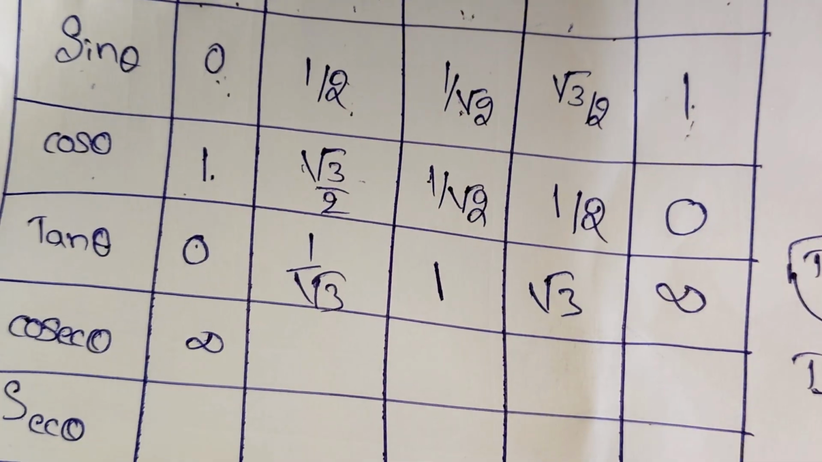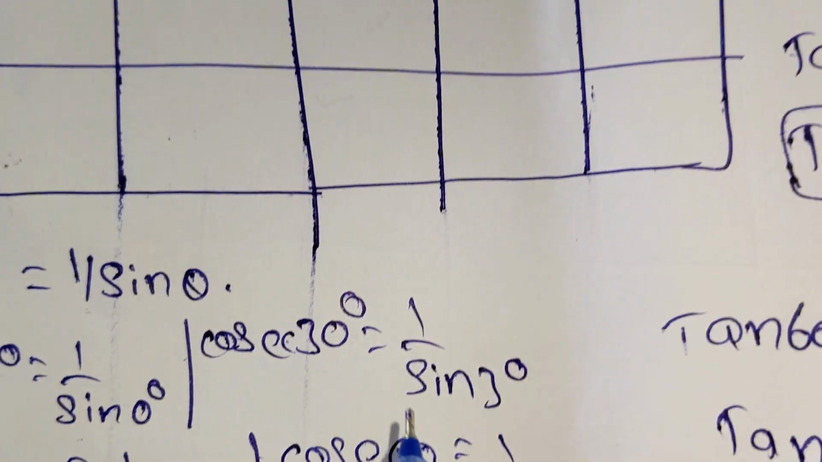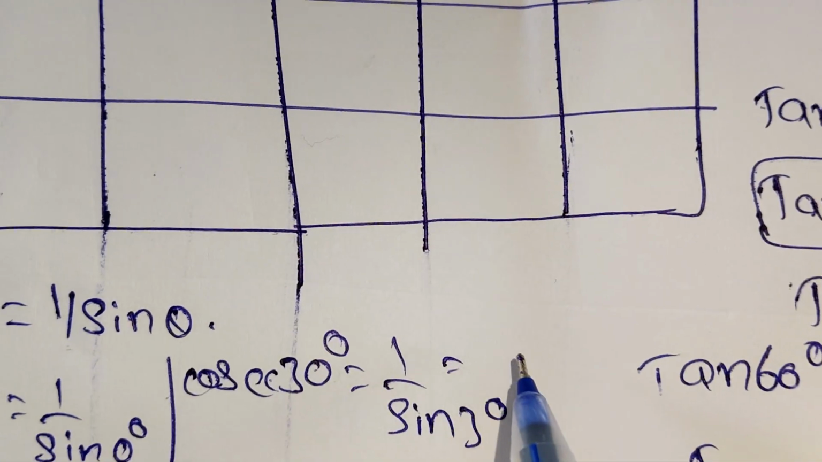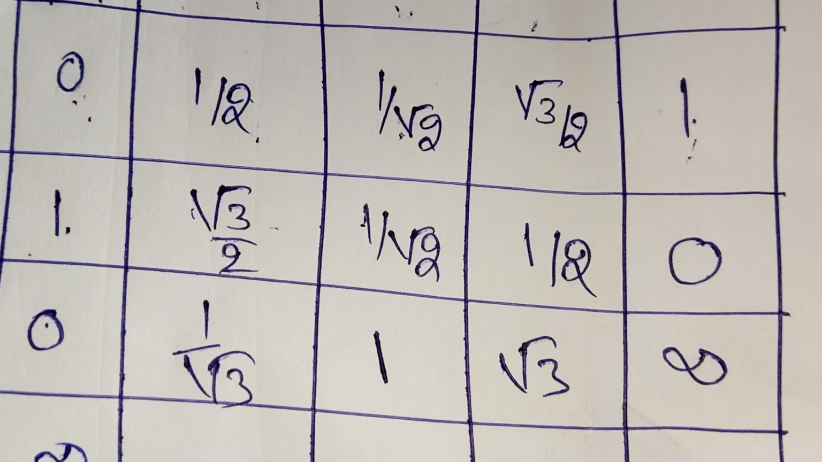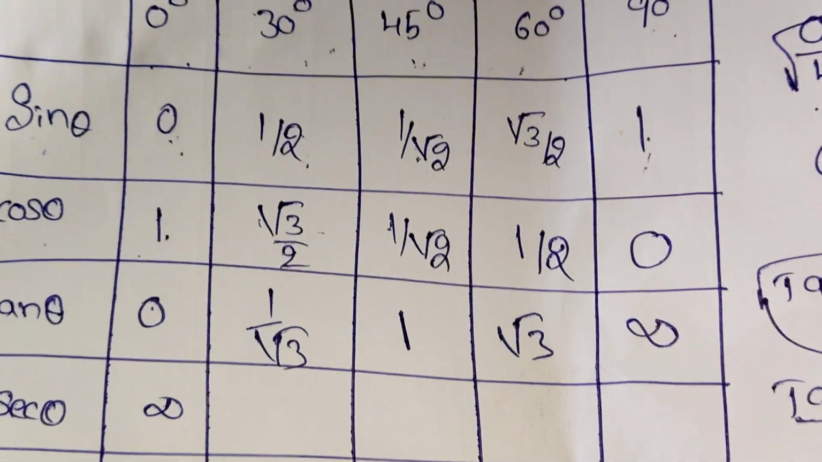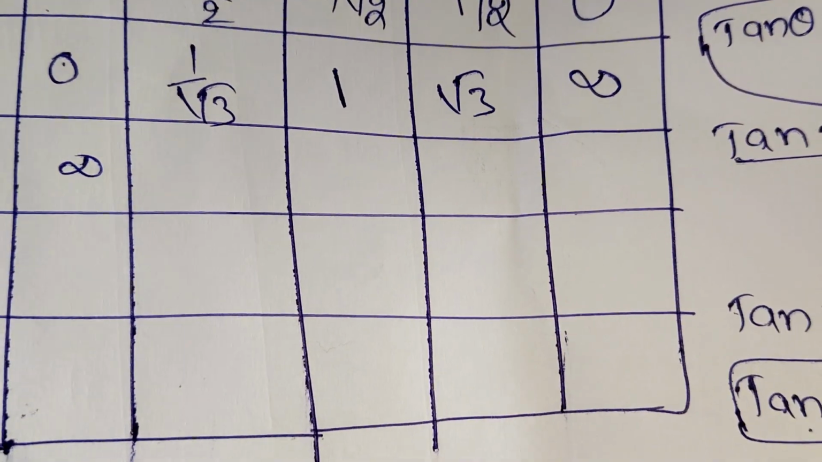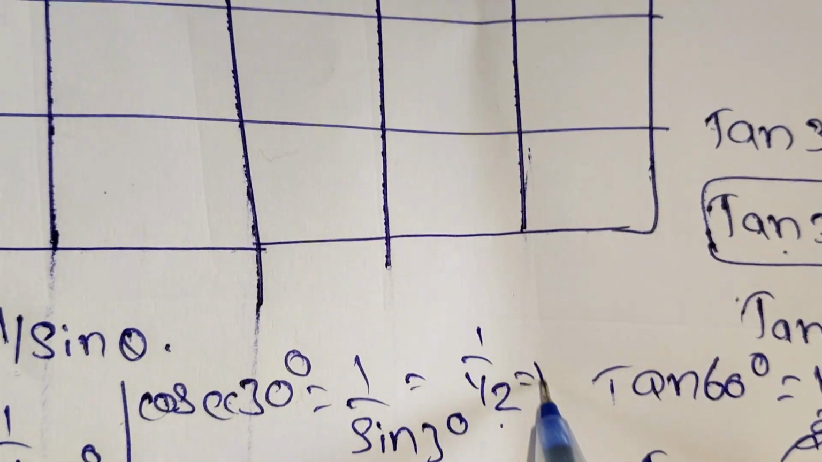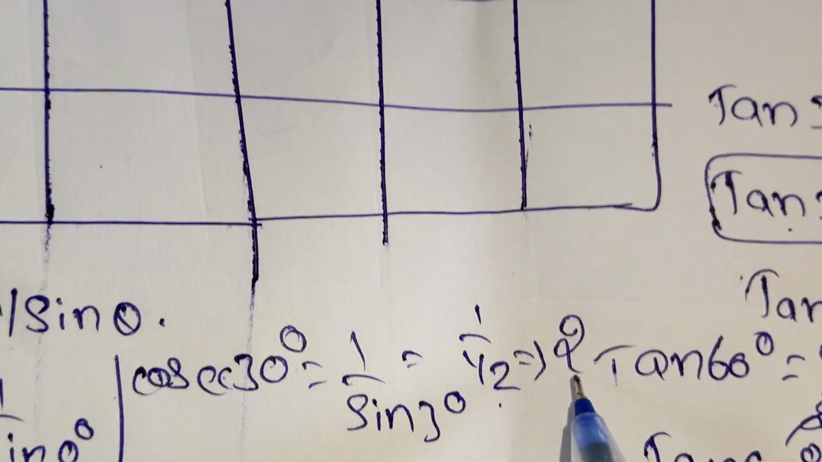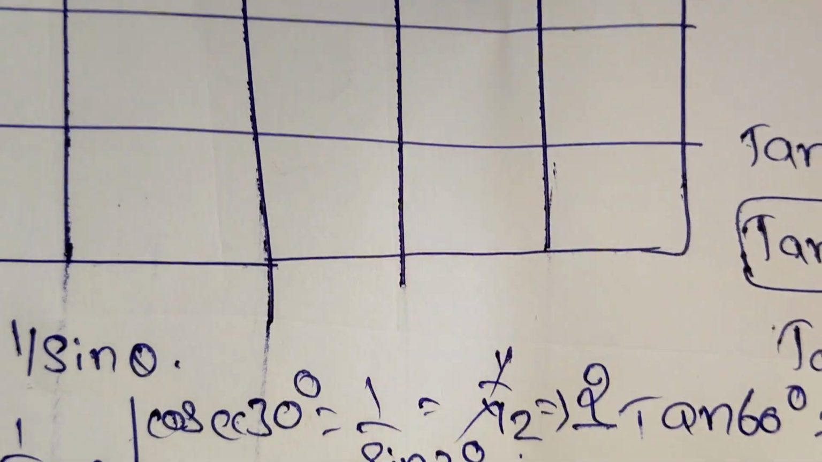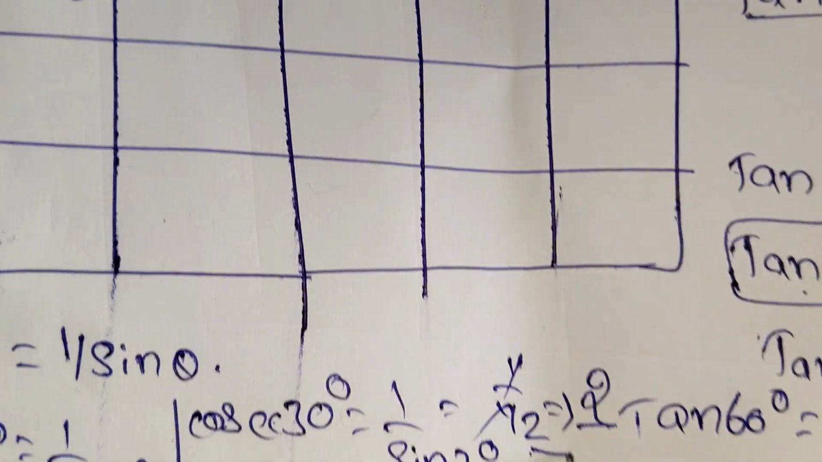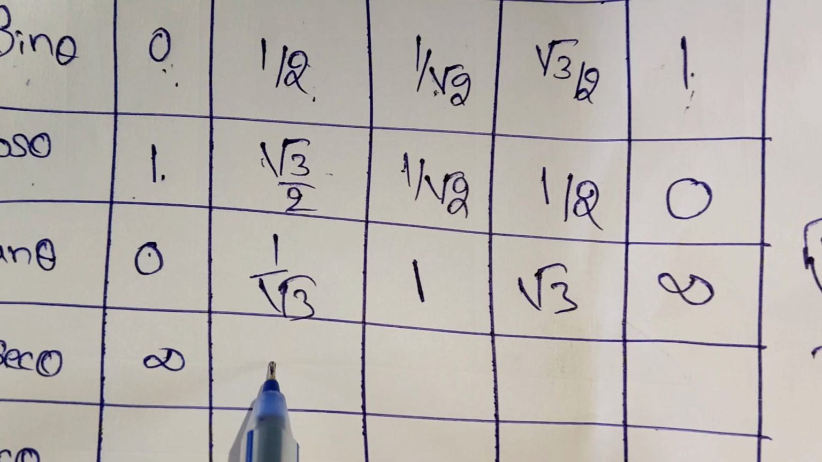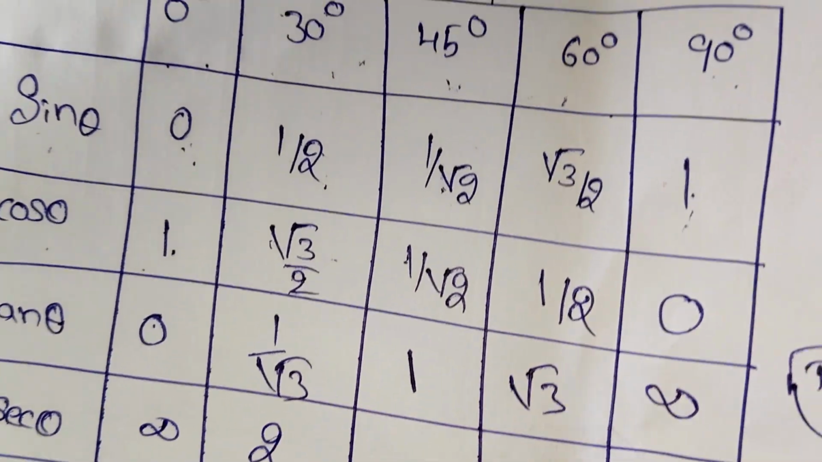And also cosecant 30 degrees equal to 1 by sin 30. What is the sin value? Sin 30 equal to 1 by 2. So 1 by 1 by 2. So 1 into 2 by 1, that is equal to 2. 2 is the answer. This is a reciprocal, it goes up and down. So the value of cosecant 30 is 2.